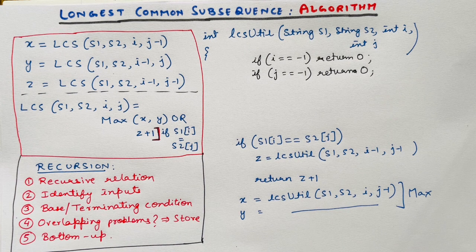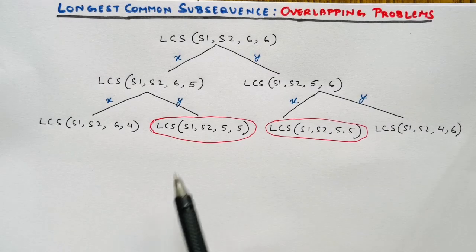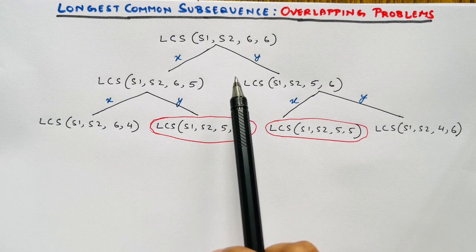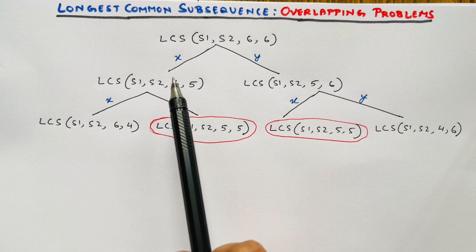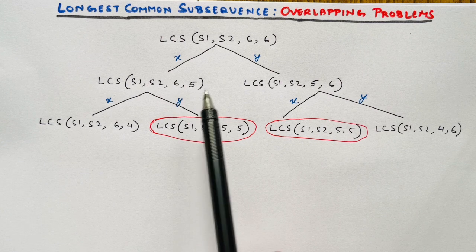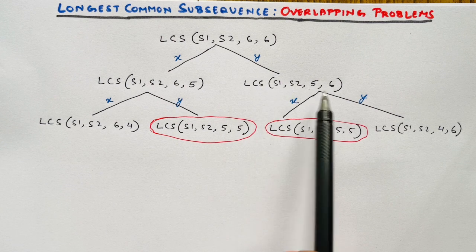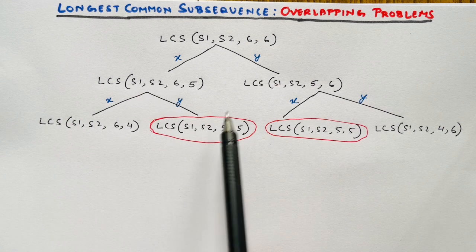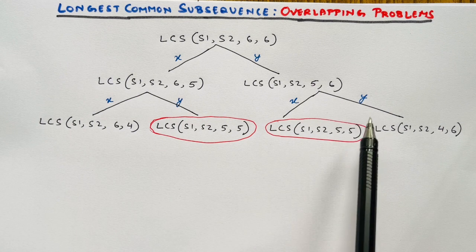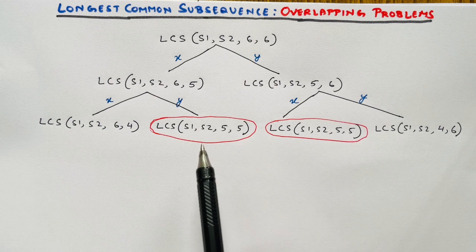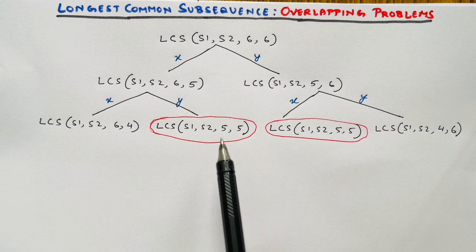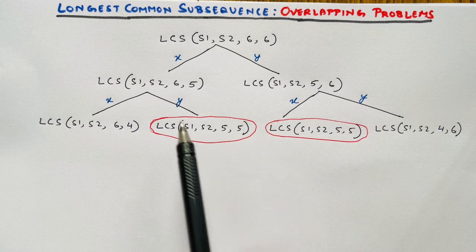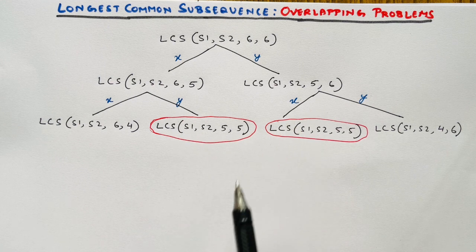Let's see. If we started with this input, let's say initial I and J were 6 and 6, then to solve for X, we will have to solve for 6 and 5. For Y, we'll have to solve for 5 and 6. And similarly, we can solve for X and Y for this and for this as well. Then we'll see that there will come a time when we will have to solve for 5 and 5 twice, once in this tree and once in this tree.